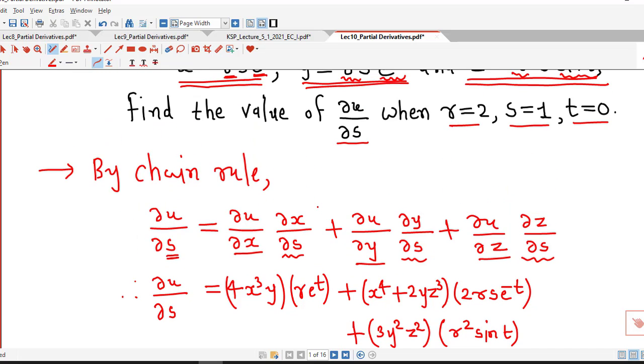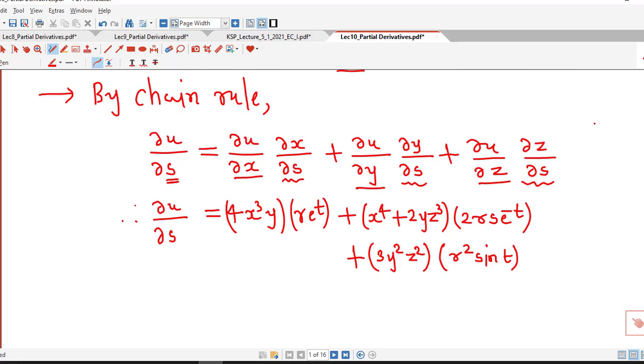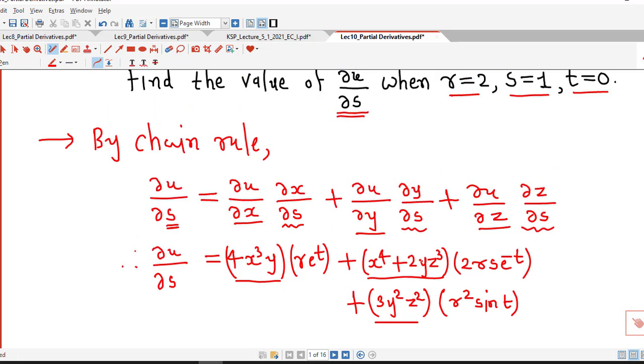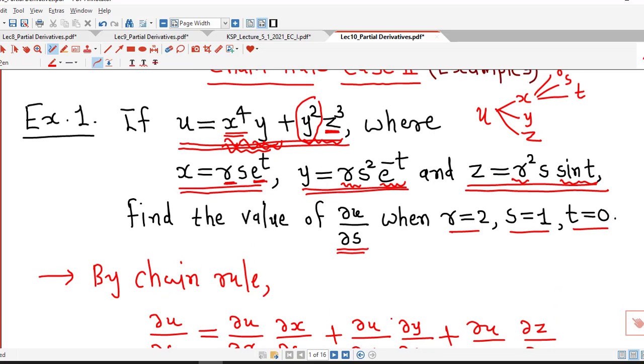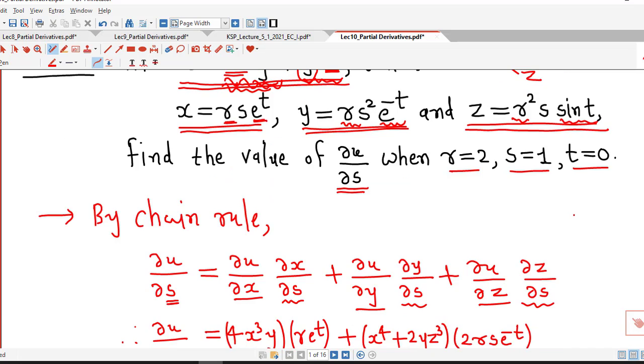Now we are asked to find out value of this derivative del u by del s at r equal to 2, s equal to 1 and t equal to 0. So first we calculate values of x, y, z at r equal to 2, s equal to 1 and t equal to 0.